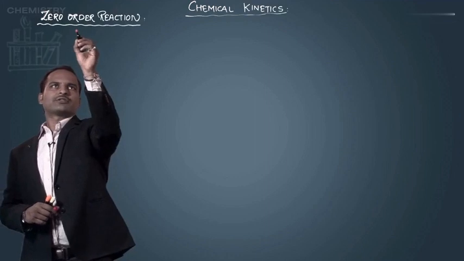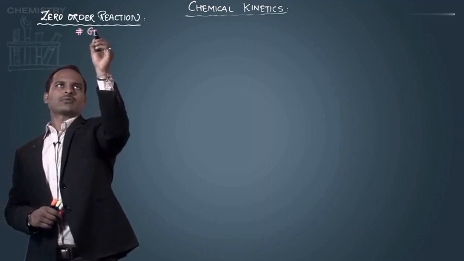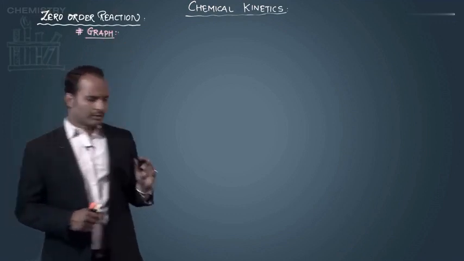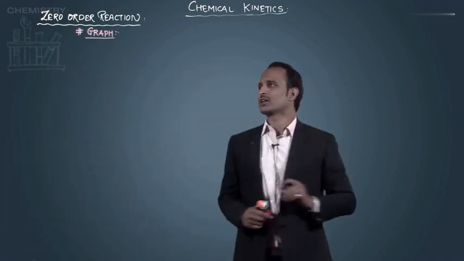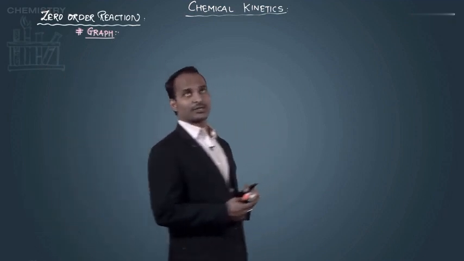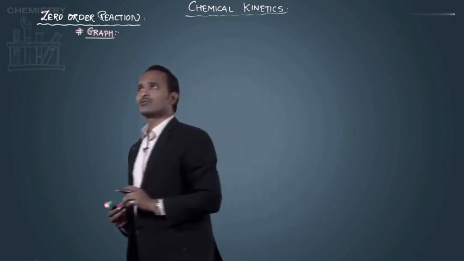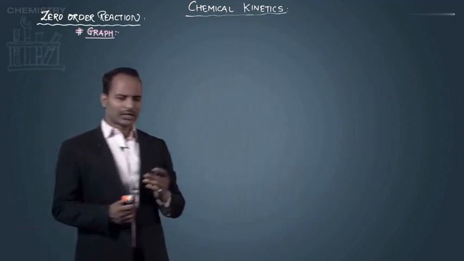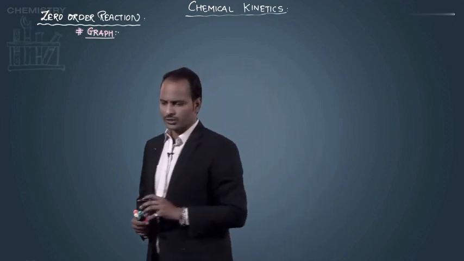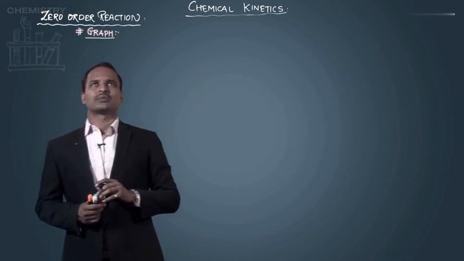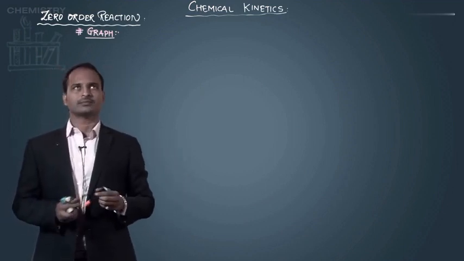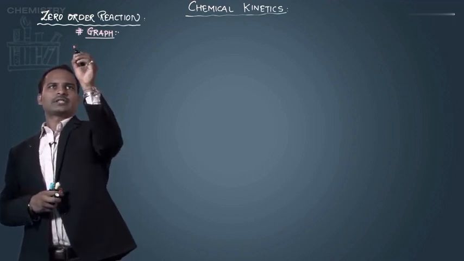Now the next is a graph for the zero order reaction. In this chapter, we have certain graphs, and those graphs are very important for the entrance exams, because many times it has been observed that questions are asked on graphs only. So we have two graphs for the zero order reaction. With the help of a graph also, we can decide whether the reaction is zero order, first order, second order, or third order. That is on the basis of the nature of a graph. So here we have the first graph. It is for the zero order reaction.